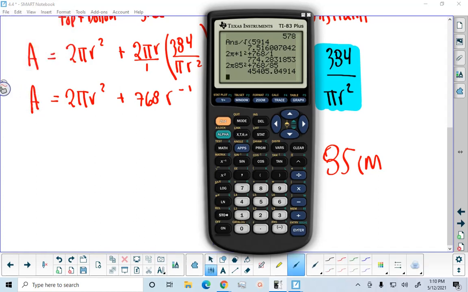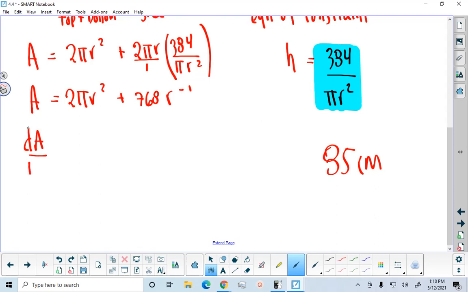So we differentiate. dA/dr is equal to 4 pi r minus 768 r to the negative 2. So everybody just ponder that step and make sure you're fine with differentiating the area function to get dA/dr.